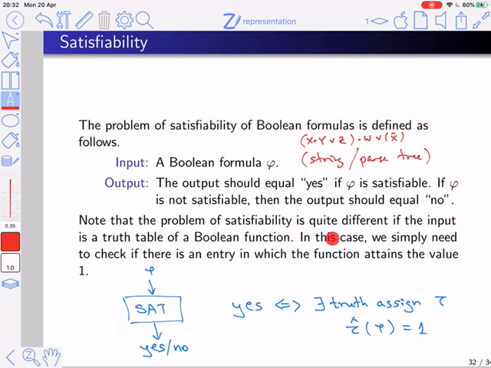In this case, all I'd need to do is check if there's an entry in the function that attains the value 1. Okay, so that would be easy. This case would be easy. But here, I'm not given the truth table, I'm given the formula.